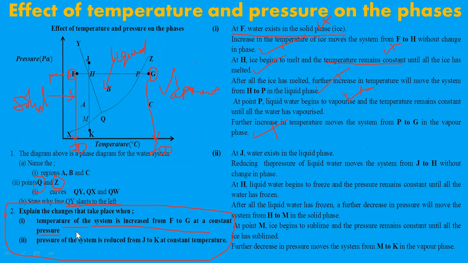Next question says, we are still explaining the changes that take place when pressure of the system is reduced from J to K. J is here. We are reducing the pressure now. This is pressure reducing. We are moving downwards. We are reducing the pressure from J to K at a constant temperature. So when we reduce pressure, the temperature is maintained constant. When we increase the temperature, then the pressure is kept constant. That's the idea here.